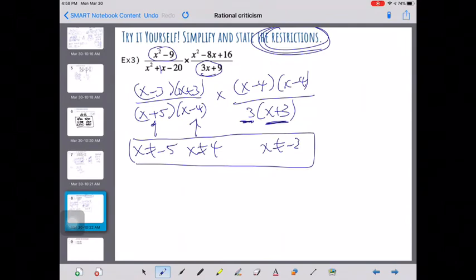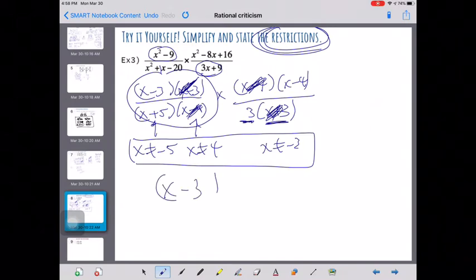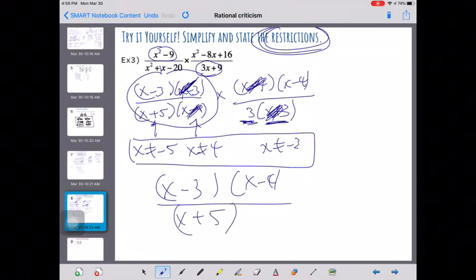Now we can start to simplify. I can see there's nothing within that fraction that can reduce, so let's look diagonally. I see an x plus 3 and an x plus 3. What else do I see? I see x minus 4 and an x minus 4. Anything else? That's all I can reduce. So we're left with x minus 3 on the top, and we have an x minus 4 right next to it because we're multiplying them together, all over x plus 5. And over here, we're just left with a 3. So I'm just going to put the 3 in front of the x plus 5.